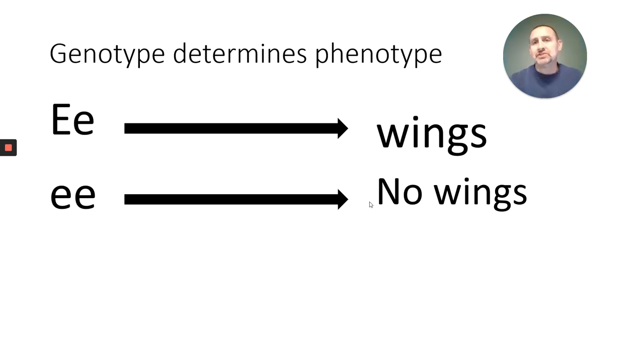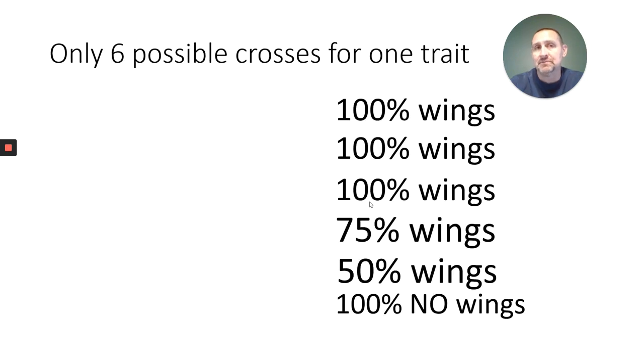Now, you might remember genotype refers to the genetics, the allele combination, big E, little e. Phenotype is going to refer to the physical trait. Physically, what do you see? You'll notice that if I have a big E, little e, then I'm going to have wings in that dragon. Little e, no wings in that dragon. So remember that principle: genotype, the genetics, determines the phenotype, physically what you see.